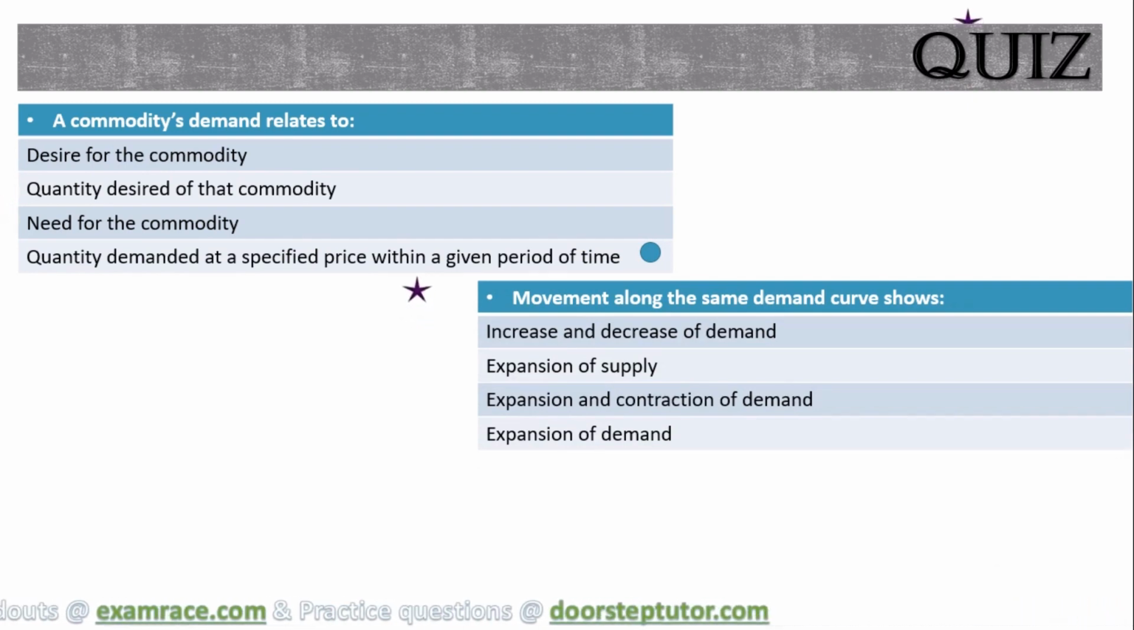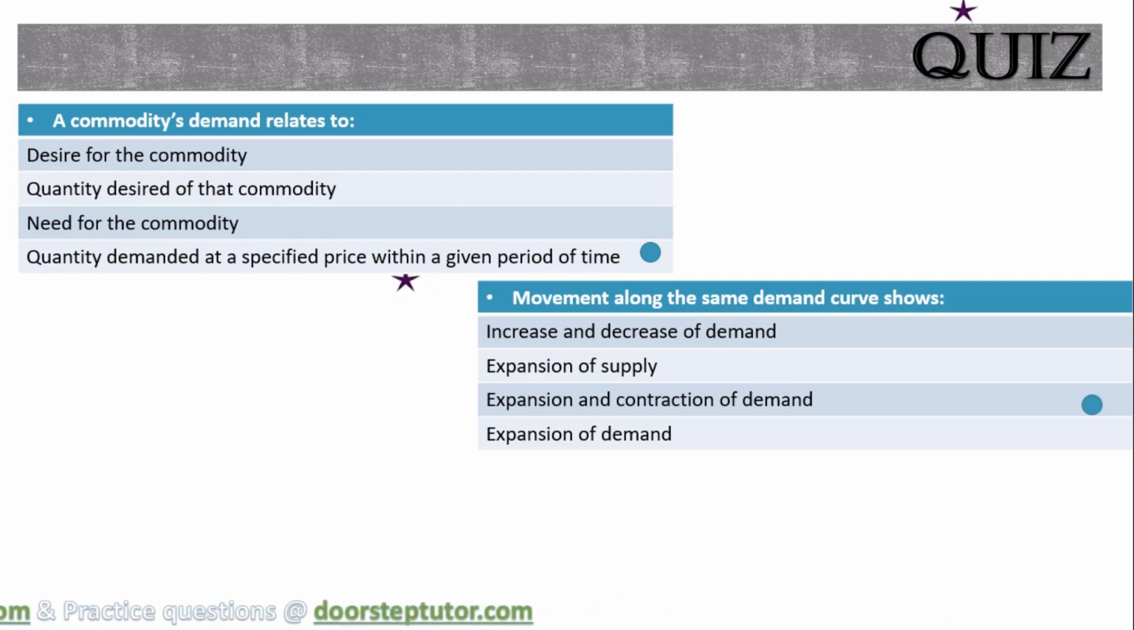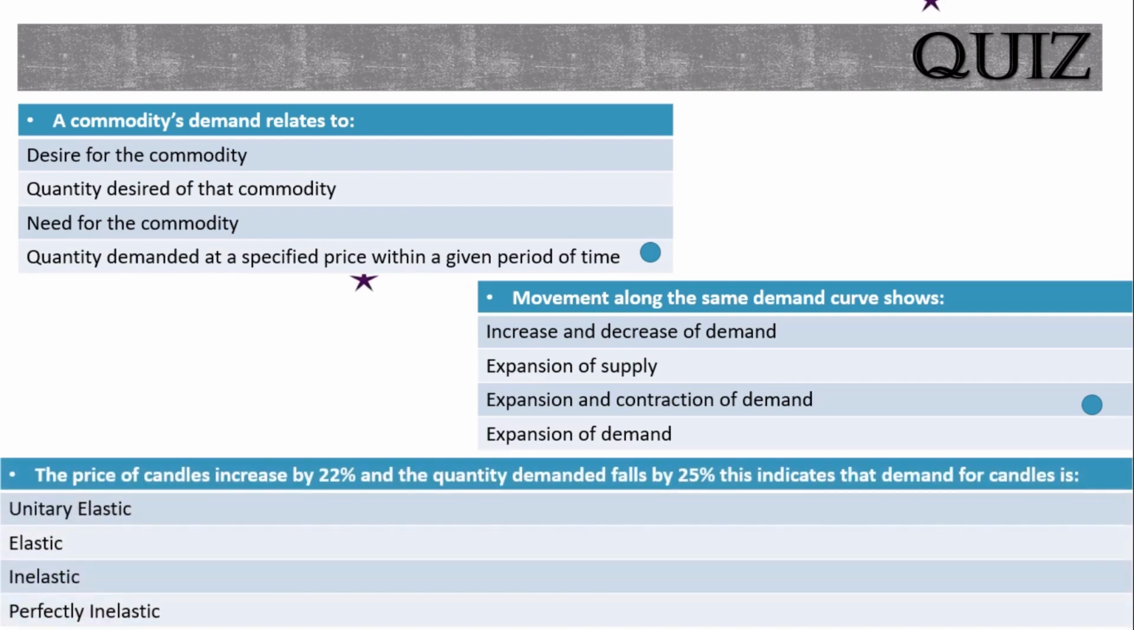Now, moving on to the next and last question, which is: the price of candles increases by 22% and the quantity demanded falls by 25%. This indicates that demand for candles is option 1, unitary elastic, option 2, elastic, option 3, inelastic, and option 4, perfectly inelastic. For answering this question, we should follow the proportionate or percentage change method, and according to that method, the answer to this question is elastic demand.